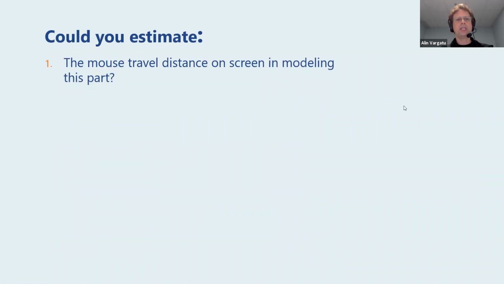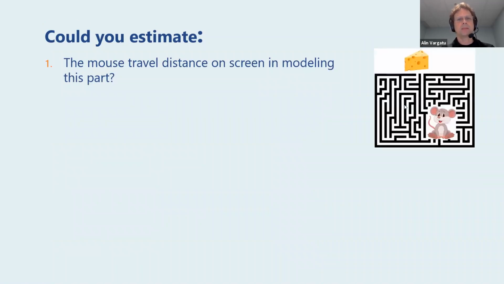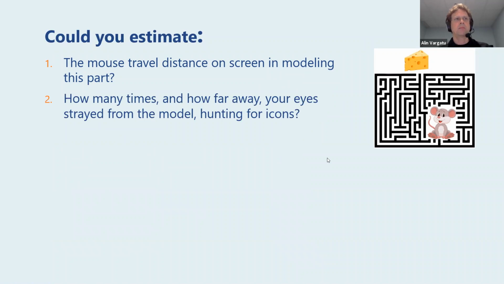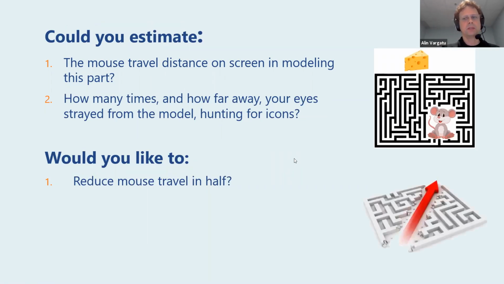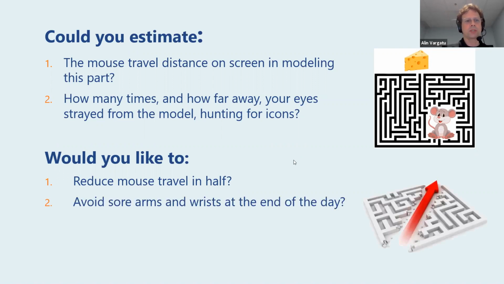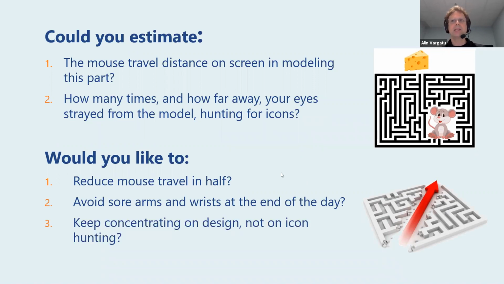So could you estimate, when you model this part, how much your mouse moved on the screen? And it's not only about covering mileage, but also about how much your eyes were following the mouse, right? Because whenever your eyes are following the mouse and you are no longer focusing on the actual model, guess what? You encounter a micro distraction. And this is what we want to achieve. Not only reducing the mouse travel, also improving the ergonomics, but most importantly staying in the flow, focusing on the design, not on icon hunting.